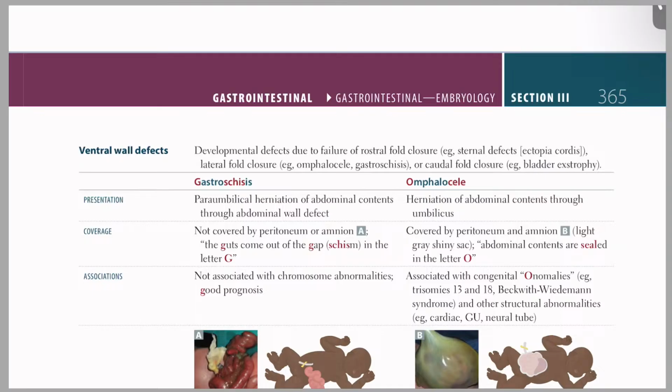Associated with congenital anomalies, that is trisomies 13 and 18, Beckwith-Wiedemann syndrome and other structural abnormalities, that is cardiac, GU, neural tube.